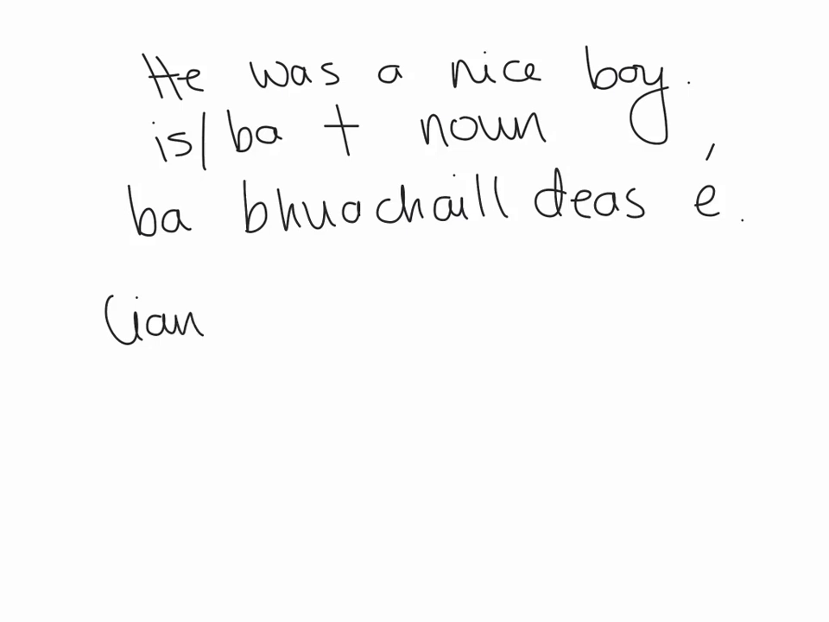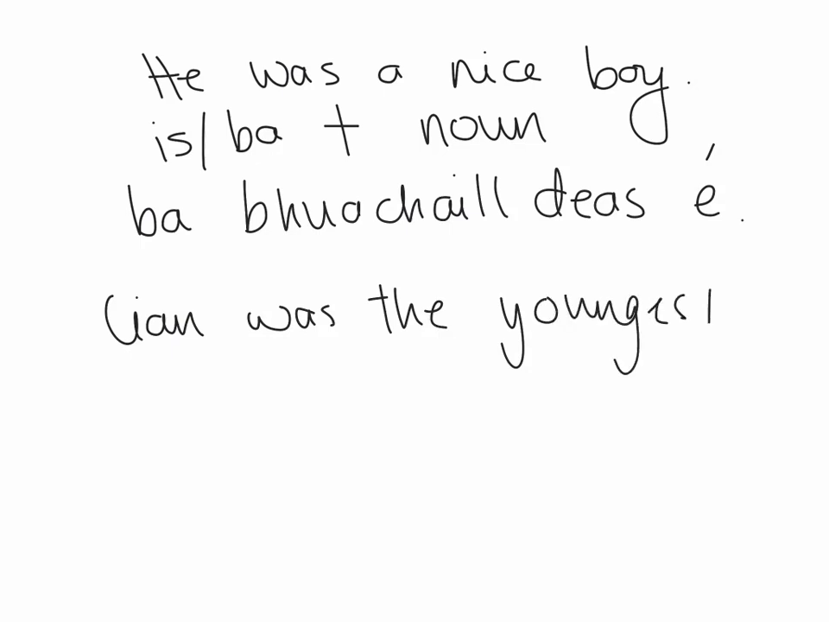Kian was the oldest. Oh, we've done oldest. We'll do different. We'll do Kian was the youngest. Kian was the youngest. So, we have the verb to be. Kian was. That's definitely the verb to be. And we have the. So we know if we have the verb to be and the, we're going to have is or ba, and we're going to have the pronoun straight after it. So Kian was the youngest.